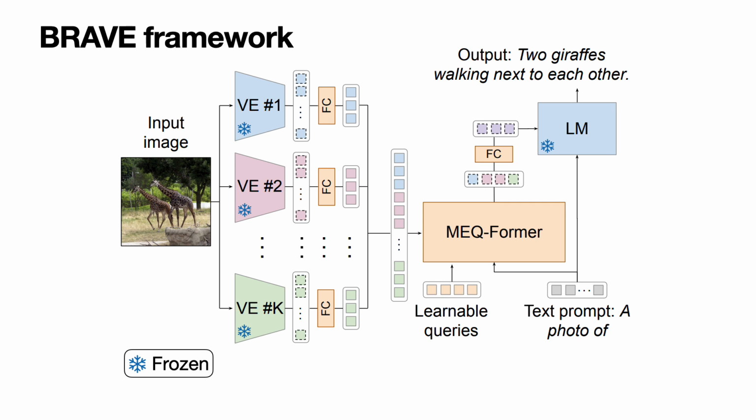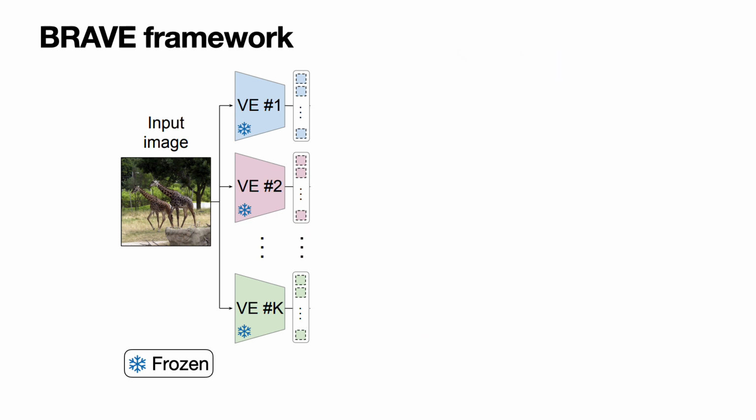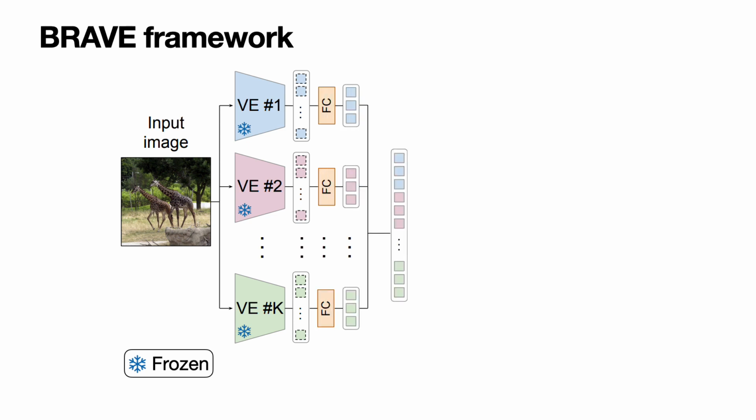This is an overview of the Brave framework. Please see the paper for details. At a high level, this is how it works. First, the visual features from several frozen vision encoders are extracted. Then, these are linearly projected to the same dimension and concatenated sequence-wise.